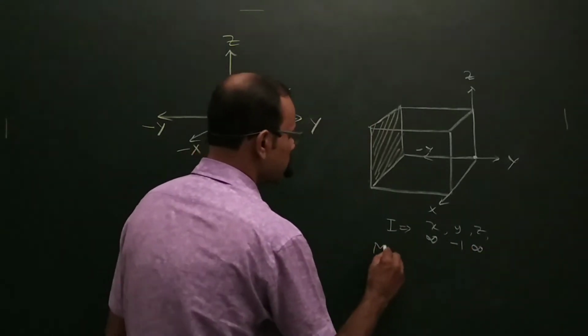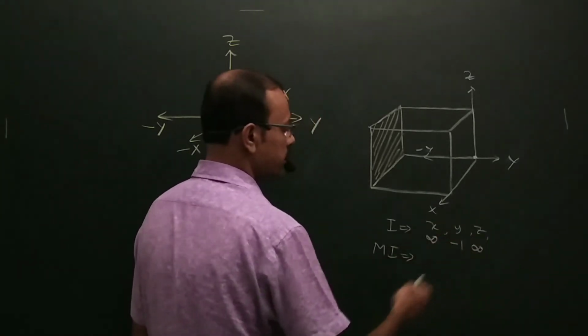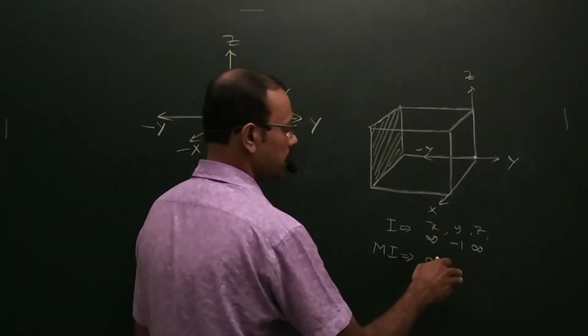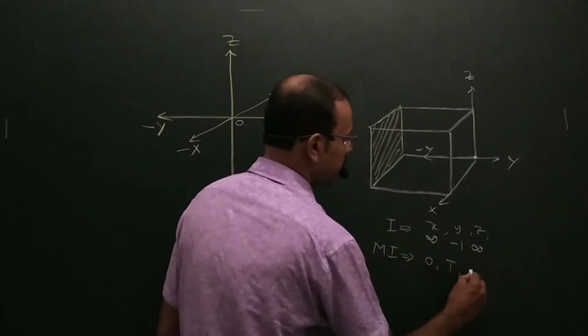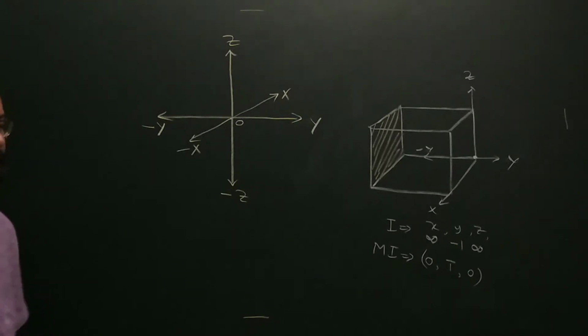So the Miller indices turn out to be 1 by infinity, reciprocal of these base indices, that is 0. Again, -1 by 1, that is -1, and we cannot take minus sign, so 1 bar, and again 0. So 0, 1 bar, 0. This is another case.